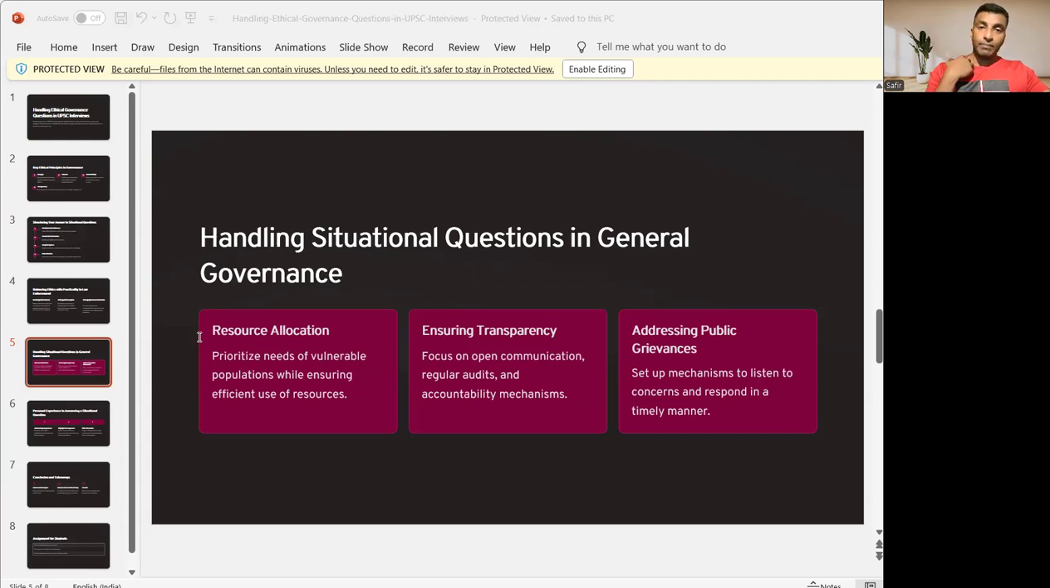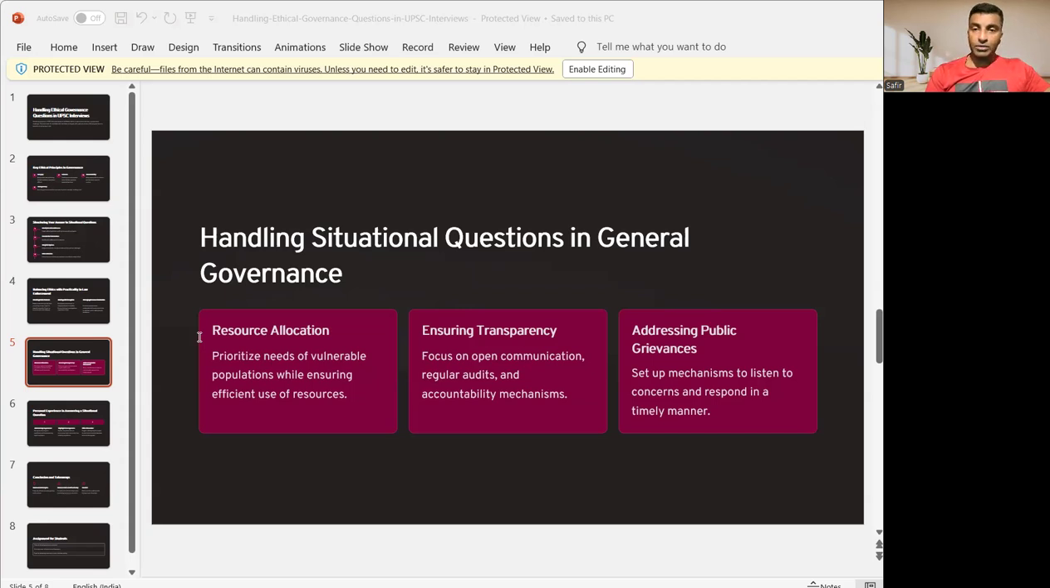See, guys, in many governance scenarios, any questions you get, you may be asked about how you would ensure transparency in government projects. So focus on the importance of open communication with the public, regular audits, and accountability mechanisms to prevent corruption and ensure that public funds are used responsibly. Okay. Now, coming to addressing the public grievances.